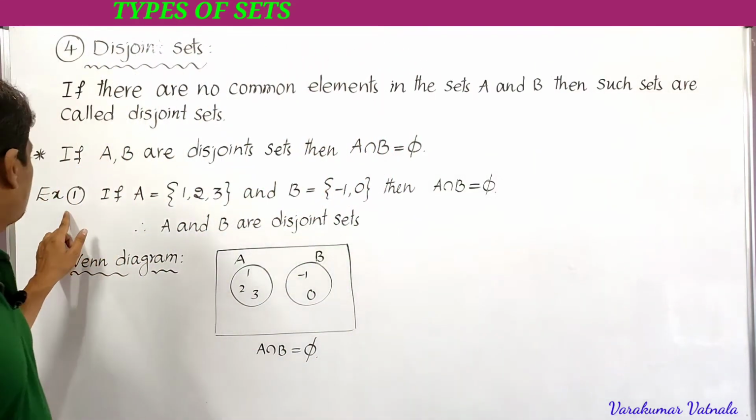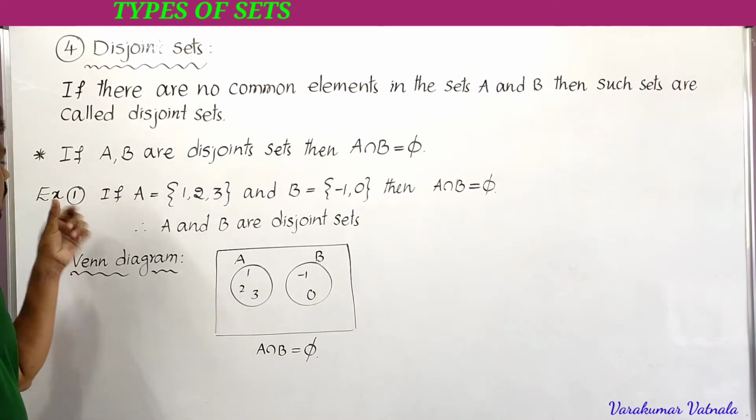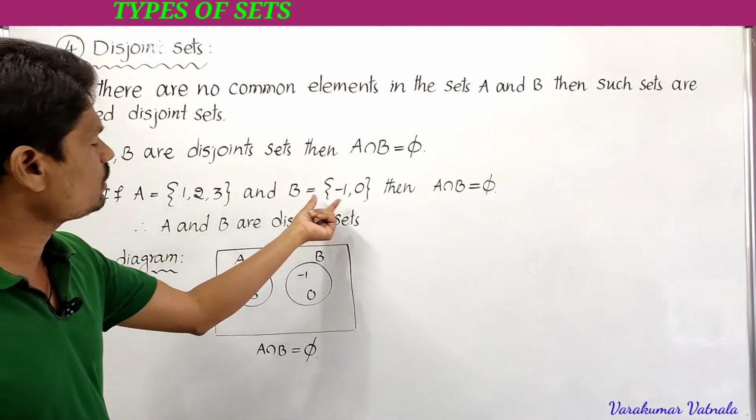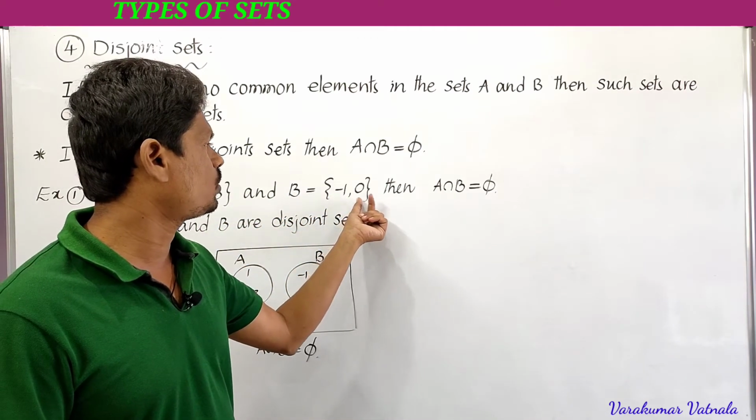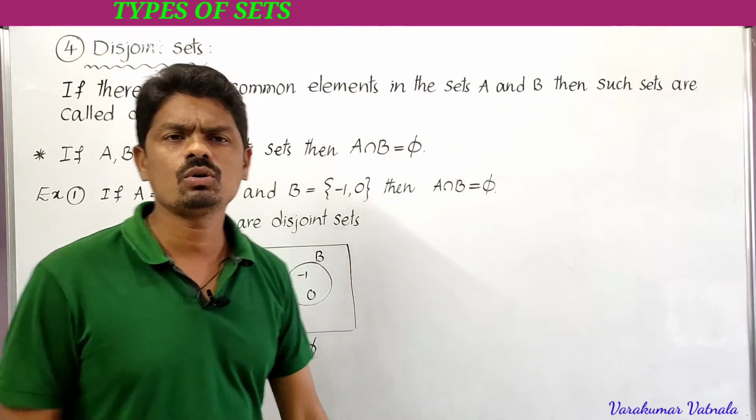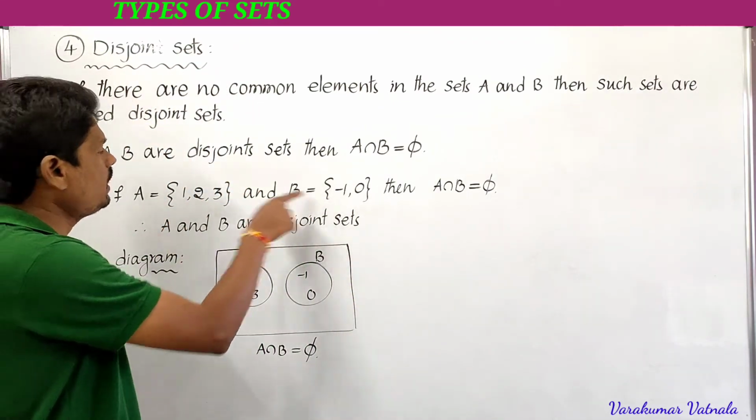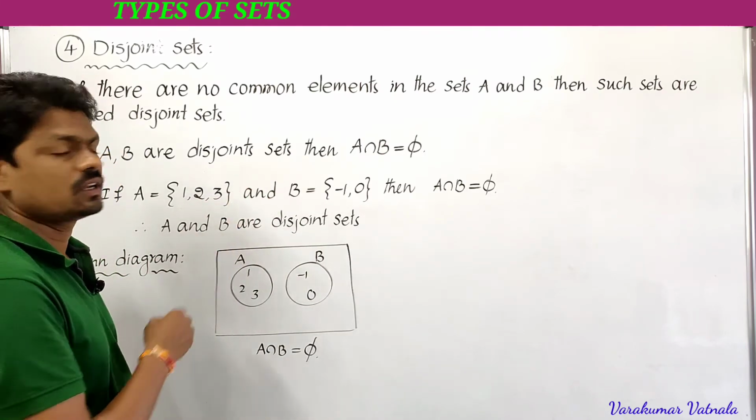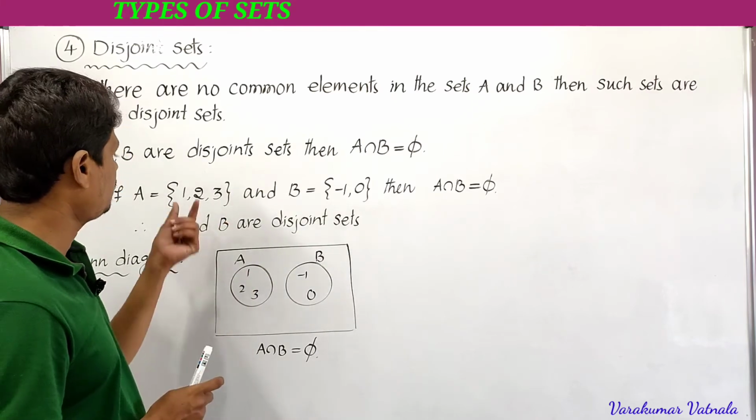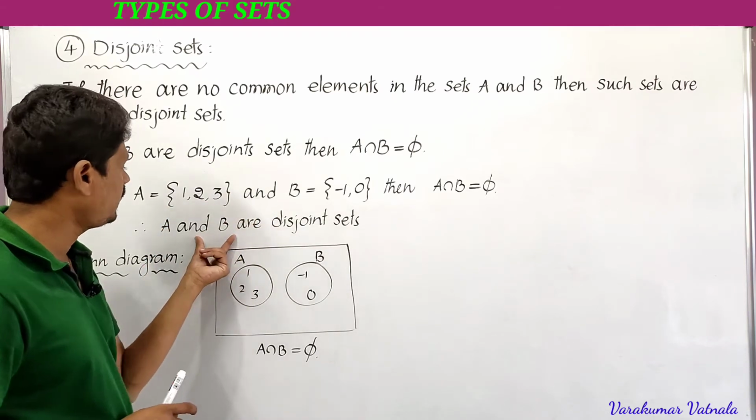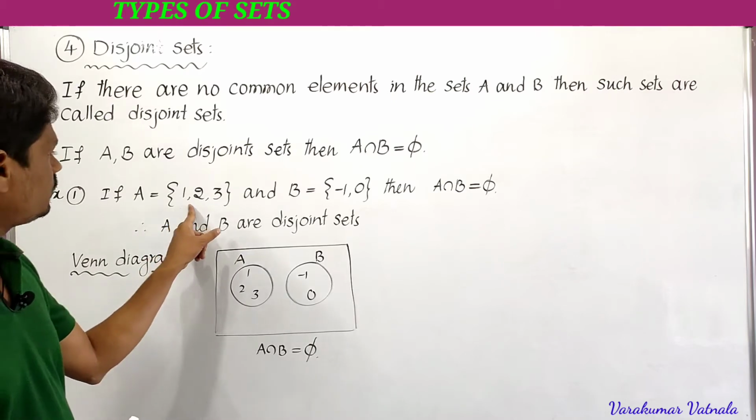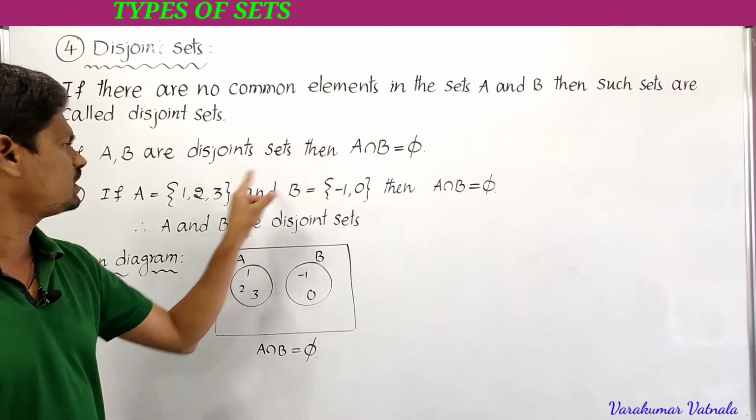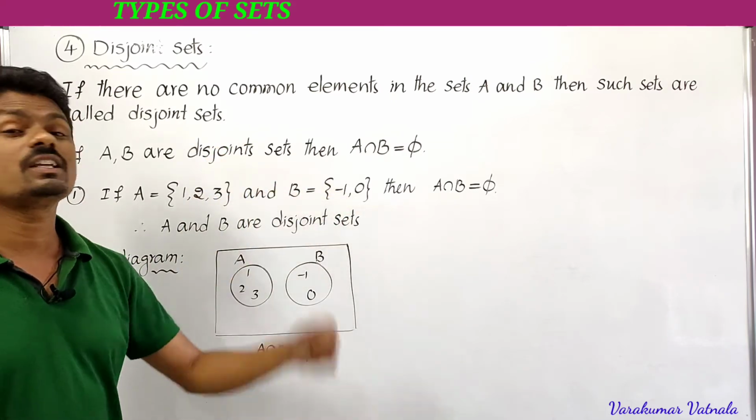So here I have taken an example. If A is equal to the set {1, 2, 3} and B is equal to the set {-1, 0}, then here A intersection B equals phi. So how can we write A intersection B? Only common elements we can write, but here there are no common elements. Since A intersection B equals phi here, hence set A and set B are disjoint sets. Here 1 is there but not there, 2 is there not there, 3 is there here not there. So A and B are disjoint sets.